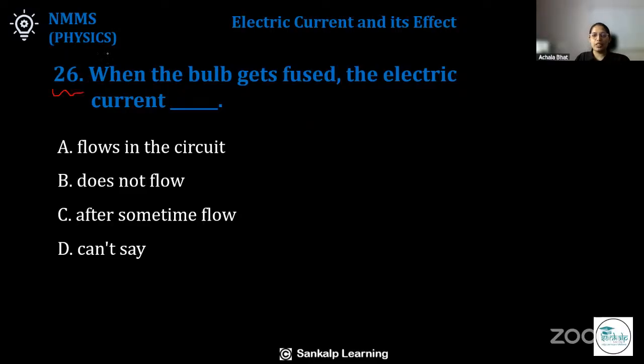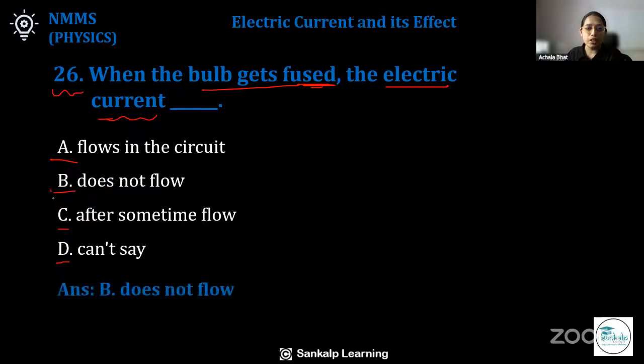Let us see question number 26 of NMMS Physics chapter Electric Current and its effect. When a bulb gets fused, here, bulb getting fused means what? Here that filament, which in the last question we studied, the tungsten filament melts, or is called fused. In that case, what about the electric current? A, flows in the circuit. B, does not flow. C, after some time flow. D, can't say. Which one is better?